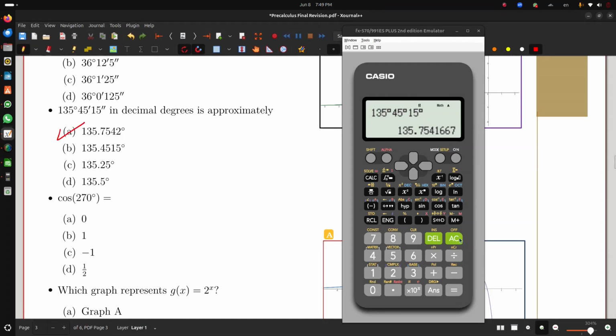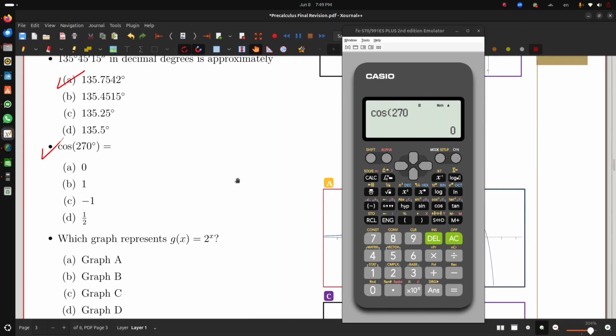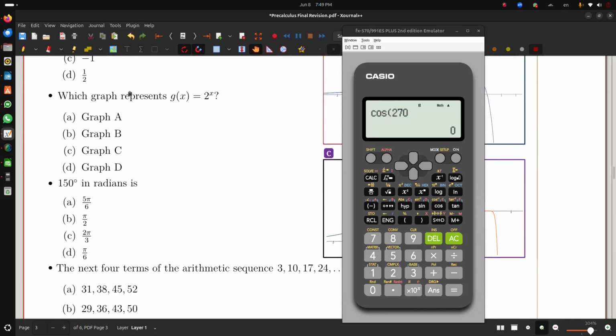Okay, next, cosine 270. Use your calculator, so it will be 270, which is equal to 0. Of course you can use the unit circle, and you can use the graph, you know it's a special angle, but you can use your calculator. You are allowed to use your calculator.